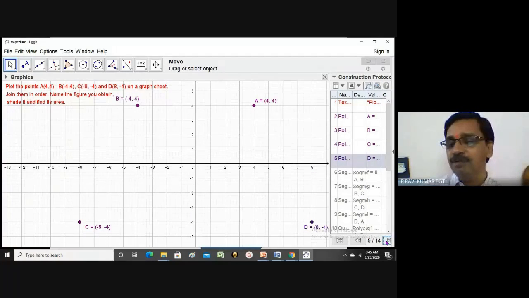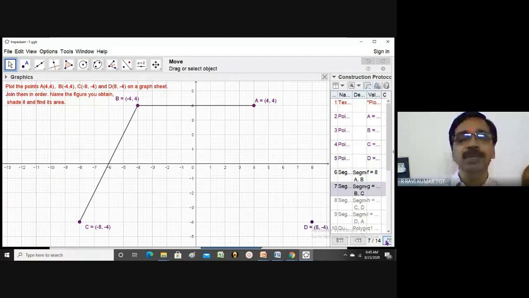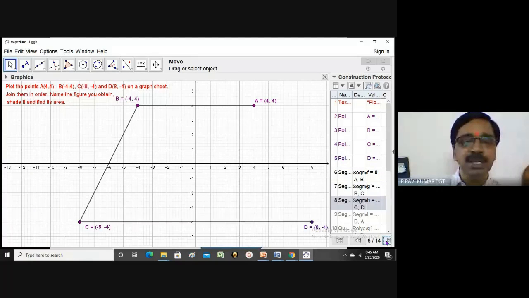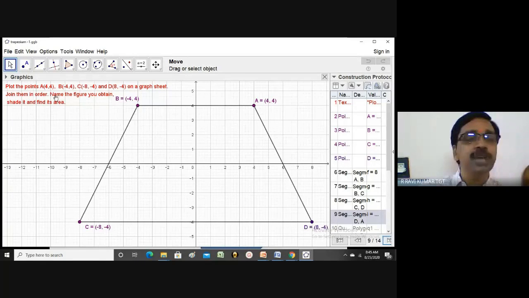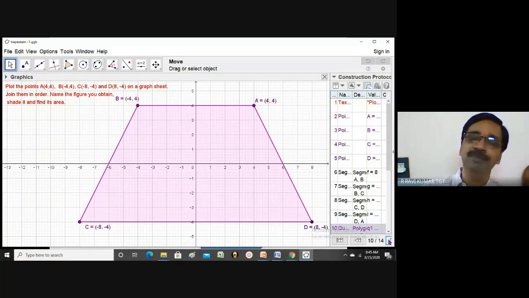So let me draw the lines AB, BC, CD and AD and join them. It's a trapezium. Next, you have to join them in order and name the figure. We named it. We have to shade the area. I'm shading it. You have to find its area. It is a trapezium.